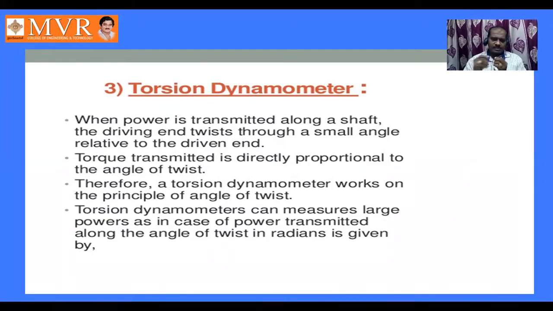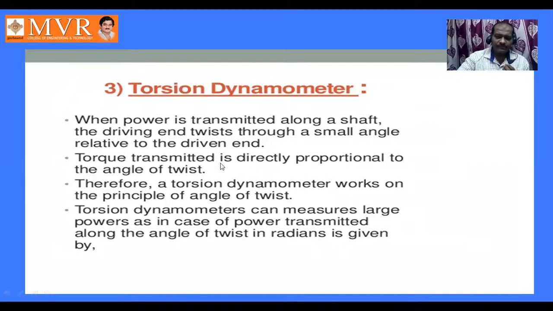Torsion dynamometers can measure large powers, as in the case of power transmitted along the shaft. That means if there is a large amount of power transmission, then we are going to use torsion dynamometers. Here, we use the angle of twist in radians. By using the angle of twist concept, we measure the power transmitted. Torque transmitted is directly proportional to the angle of twist. This is the principle we are going to use here.